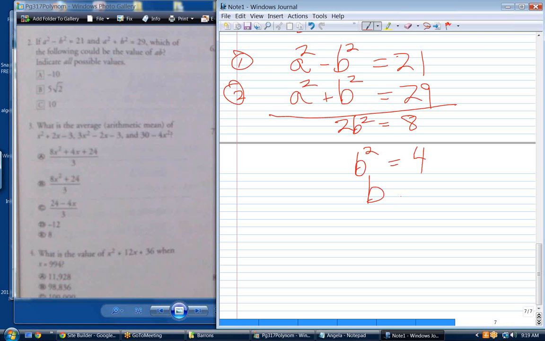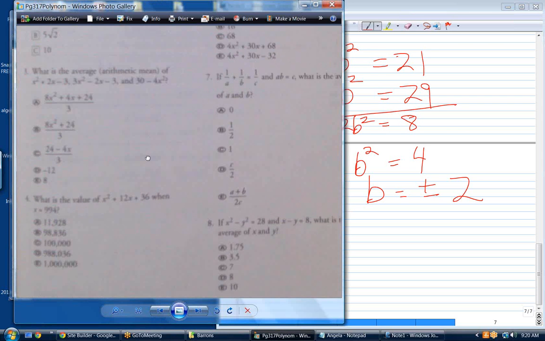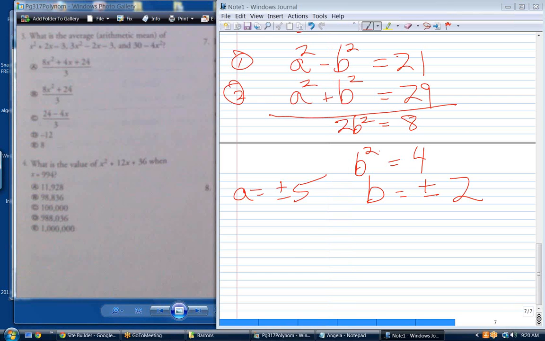So what is b equal to? Plus or minus 2. So we got a equal to plus or minus 5 and b equal to plus or minus 2. So can their product be minus 10? Yes. Can it be 5 root 2? No. But it can be 10. Yes. Okay. Now there was a question. I think I told you that we're going to run into a problem where if you don't include the plus or minus, it will cost you.